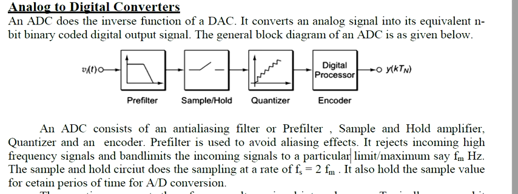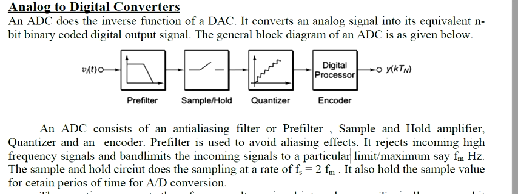Here, the input signal is an analog signal, that is a voltage signal. The first block is the pre-filter or anti-aliasing filter, the second is the sample and hold amplifier, the third is the quantizer, and the fourth is the digital processor, the encoder. What is the function of the pre-filter or anti-aliasing filter? It avoids the aliasing effects. That is, it rejects the incoming high frequency signals and band limits the incoming signals to a particular frequency FM.